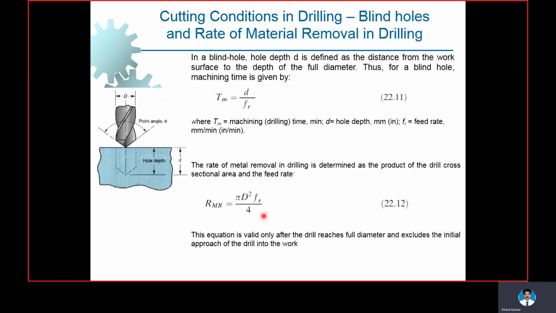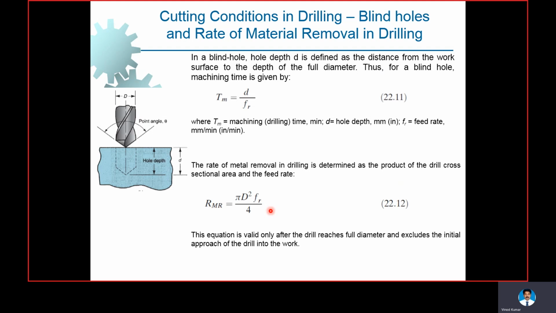The second case is a blind hole. In a blind hole, the drill will not exit on the other side. So the hole depth is equal to D, and hence we can write the equation as time required for machining equals the complete depth of the hole divided by feed rate. And the material removal rate can be calculated as area times feed rate. Area is pi over 4 D squared for the drill bit, times feed rate, which will give you the material removal rate.